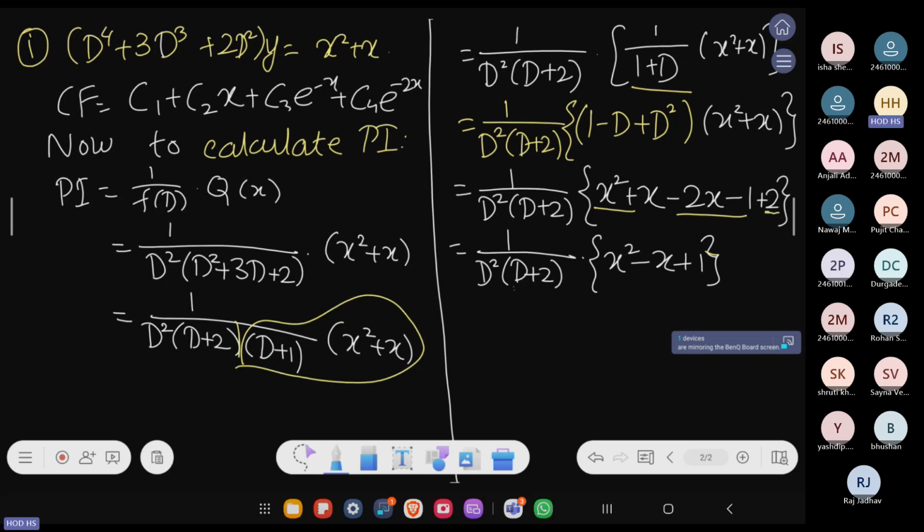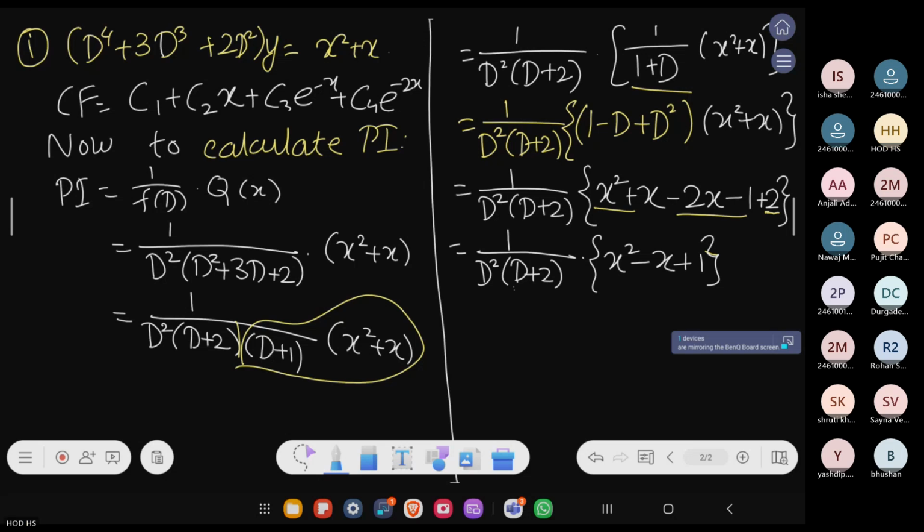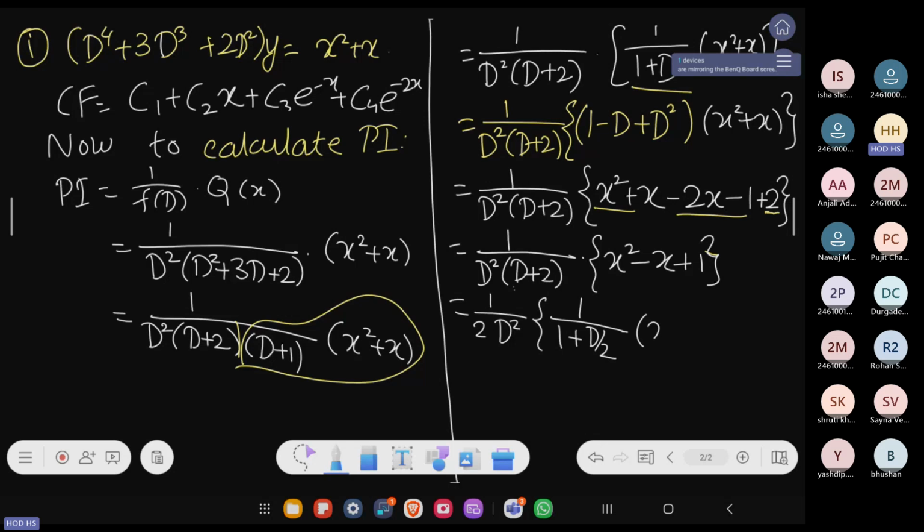Take 2 outside, so that it will be D by 2. Take 2 outside, so 2D square. I'm operating 1 upon 1 plus D by 2 on x square minus x plus 1. I'm operating 1 plus D by 2 on that expression. Okay. So how can I operate?